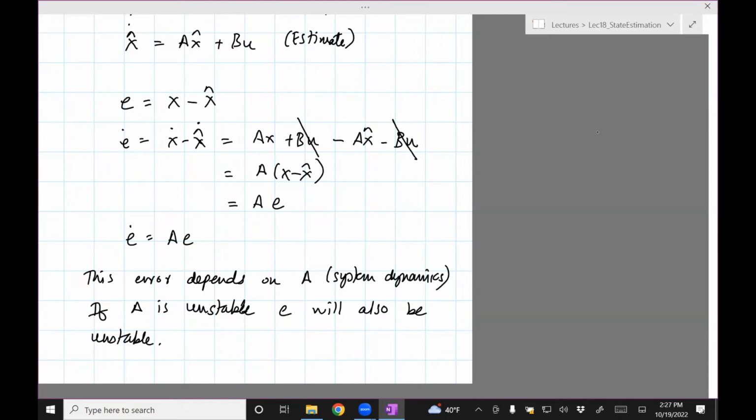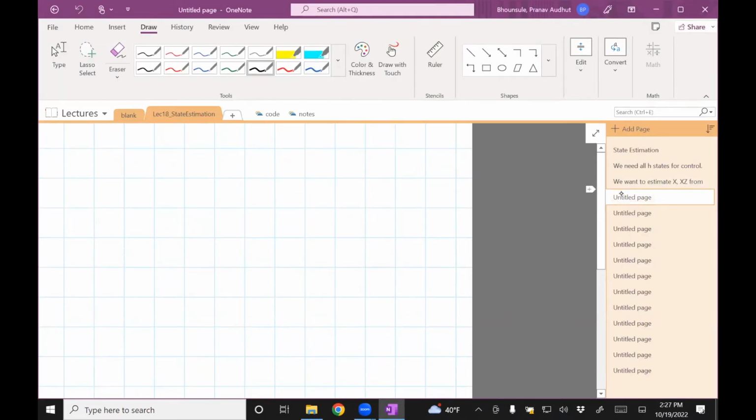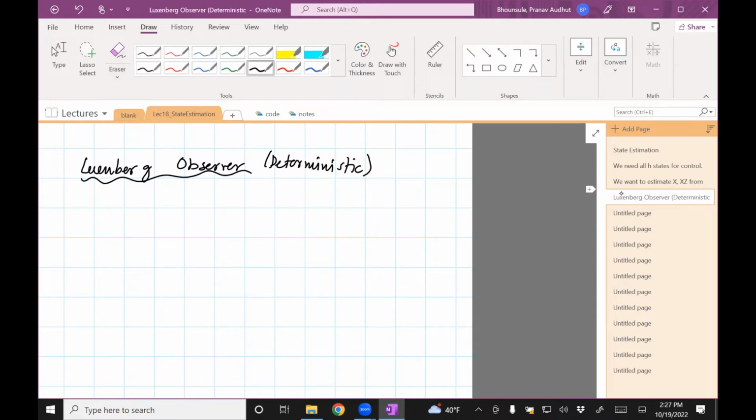Okay, so what people do is there's something called an observer, which will fix this problem. So next we'll look at what is known as a Luenberger observer. Now this is for a deterministic system. What I mean by deterministic system is that every time you give an input to a system, you'll get the same output no matter what.